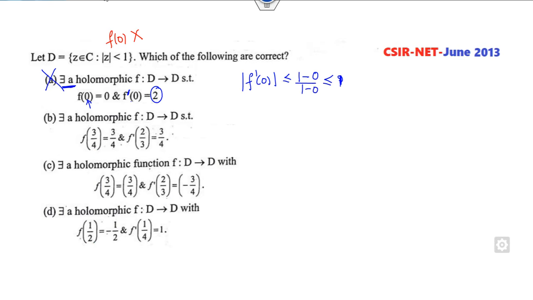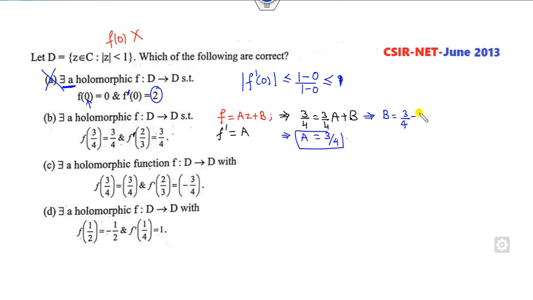Very simple, you can apply curve fitting. Like here, for this case, if I assume f is az plus b, why do I consider only the linear equation? Because only the first derivative and the original function are given. So what is f of 3 by 4? It is 3 over 4 a plus b. And f dash is a. So a is 3 over 4. Once I substitute here, what is b? It's 3 over 4 minus 9 over 16, so it is 3 over 16.